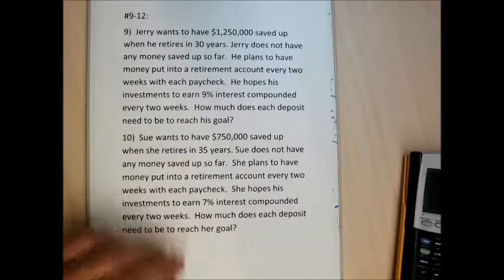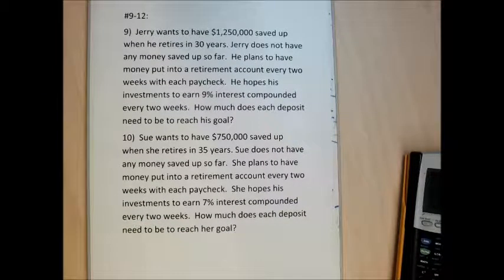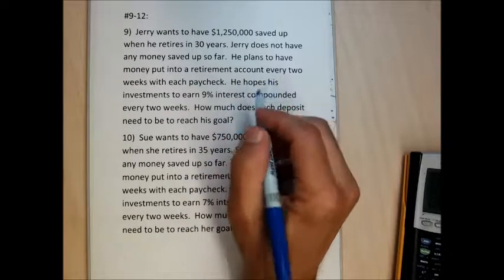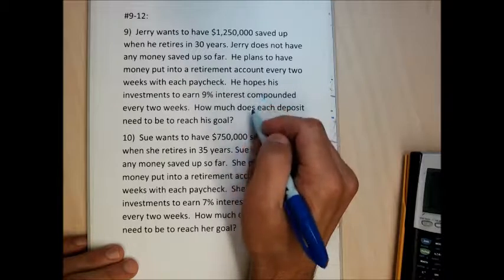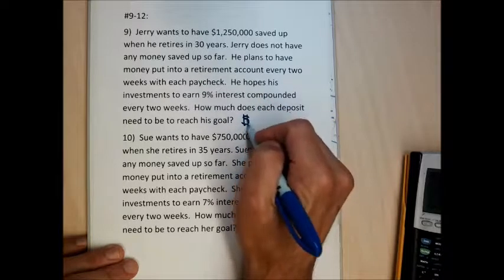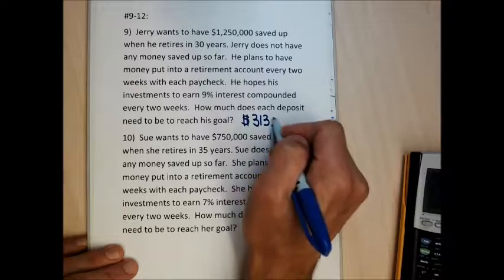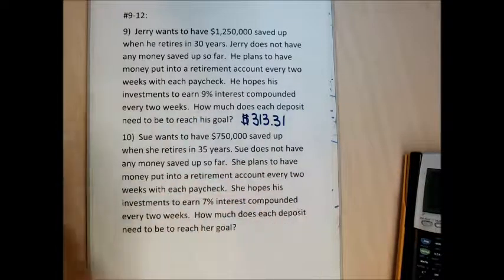All right, let's work through number 9 together. I think I have an answer written down for number 9, but I don't see it anymore. So now I'm rolling the dice when I do this. Here's the answer for number 9. I think my answer to number 9 is $313.31. So I'll work through 9 with you, and we'll kind of see where it goes. I'll skip over 10.